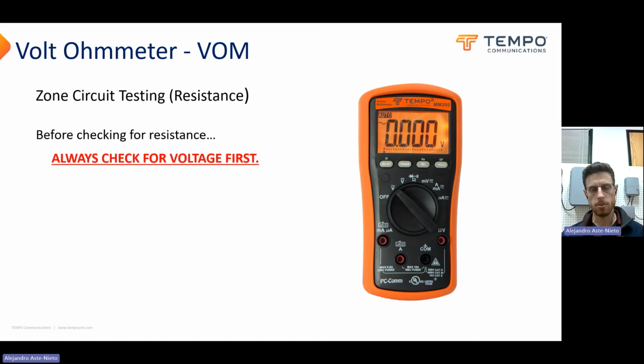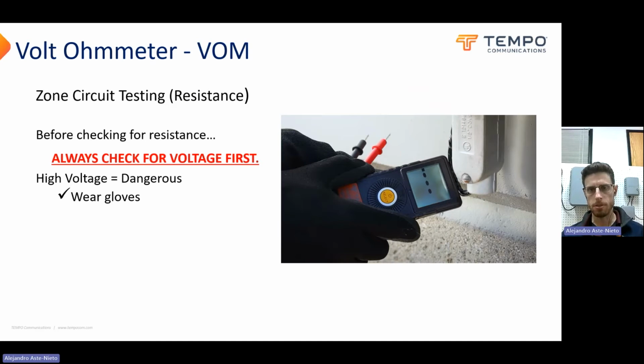Don't check resistance without voltage for a few reasons. For one thing, it's just good practice in terms of safety. You want to make sure that there's nothing that can hurt you before you touch it. And to be extra safe, wear gloves, especially if you're dealing with higher than 24 volts of AC.